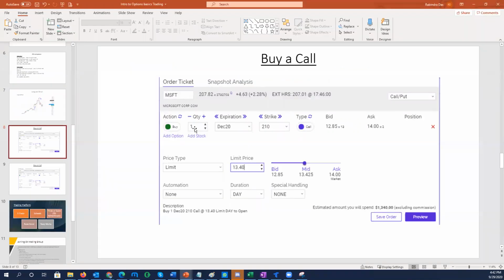So that is what I showed you. So buy one, this one, 210, and that is the price, and this is simple stuff, right? Same thing: expiration, strike, call, and how much you're paying. And this is the bid price, ask price, middle price. This is the bargaining price.